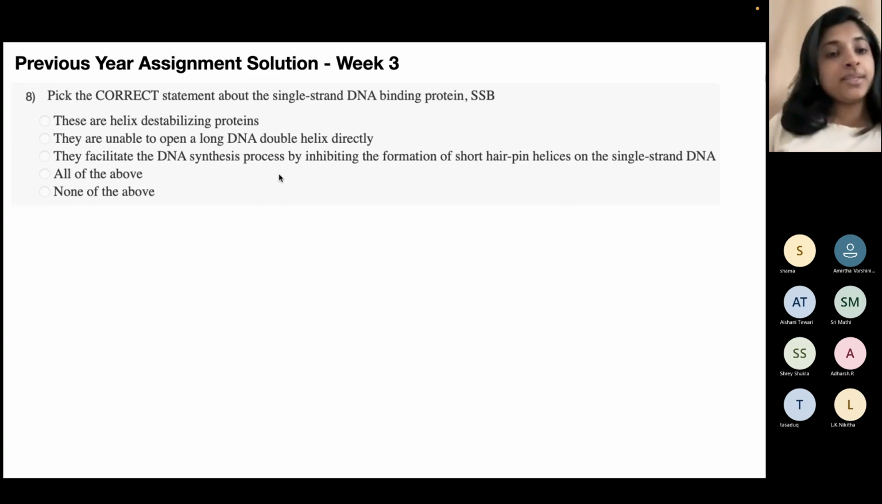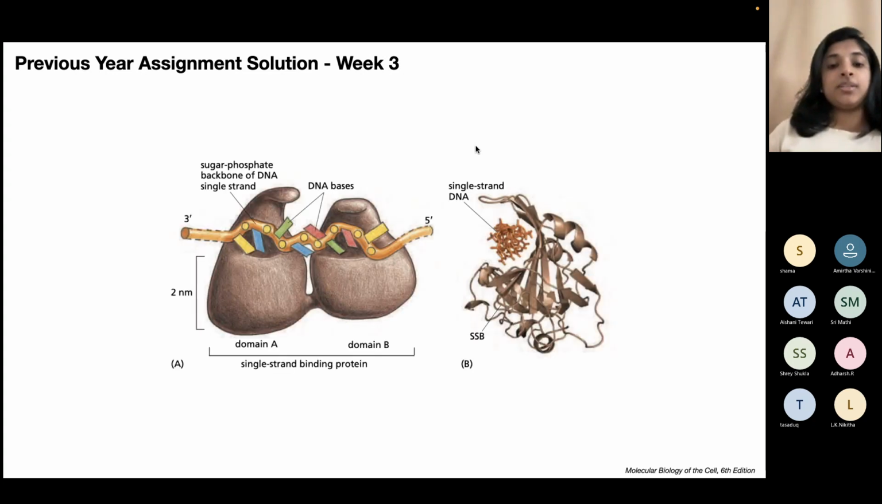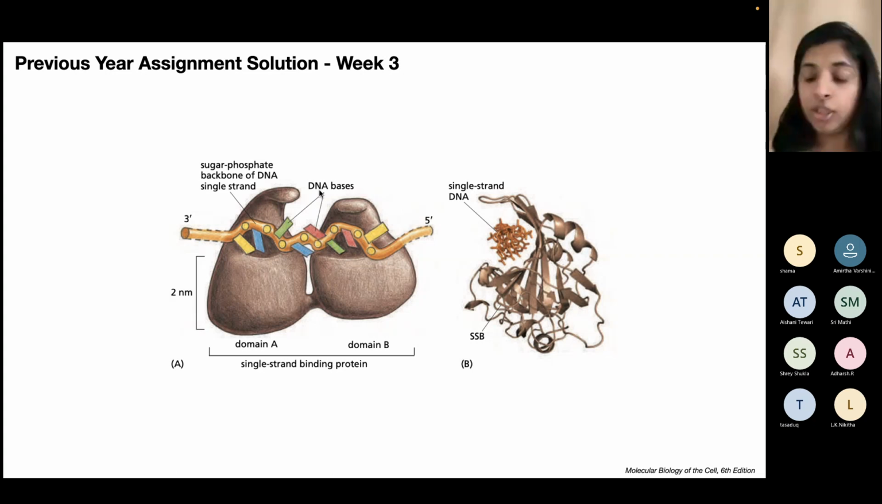The next question was to pick the correct statement about the single strand DNA binding protein, SSB. So we have seen previously that SSBs are these proteins that bind to the single stranded region. And basically what they do is to protect the single stranded region, because otherwise they would initiate a lot of DNA damage responses, and the strands can get cleaved or it can form these structures. A lot of things can happen in the cell.